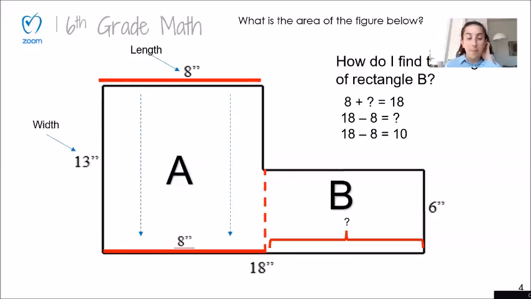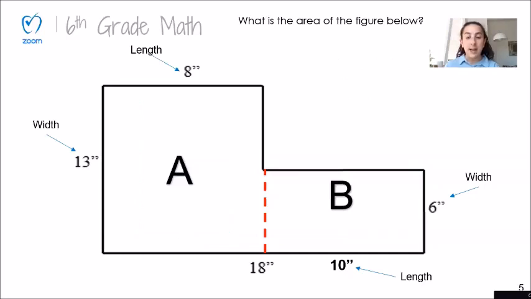Again, I found that by using the property of opposite sides of rectangles are congruent to realize that I could use a subtraction expression to find the missing length. I can now go back and label that 10 inches as my length of rectangle B like I did here. Now you guys are pros at this. You know how to find the area of this entire figure. So pause the video and take 1 minute. What is the area of this entire figure?